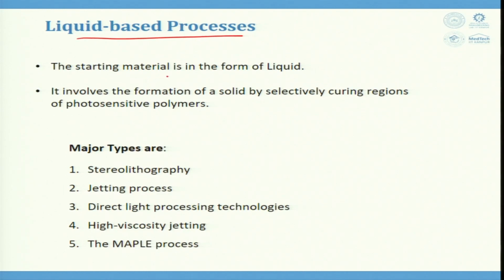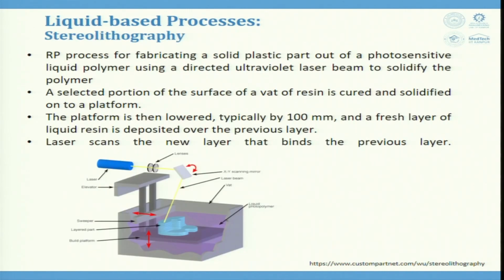The starting material is in the form of liquid here. It involves the formation of a solid by selectively curing regions of photosensitive polymers. The major types are stereolithography, jetting processes, direct light processing technologies, high viscosity jetting and the Maple process. I would not discuss all of them because we have a limited time to cover this lecture within an hour, but major processes such as stereolithography would be taken into account.